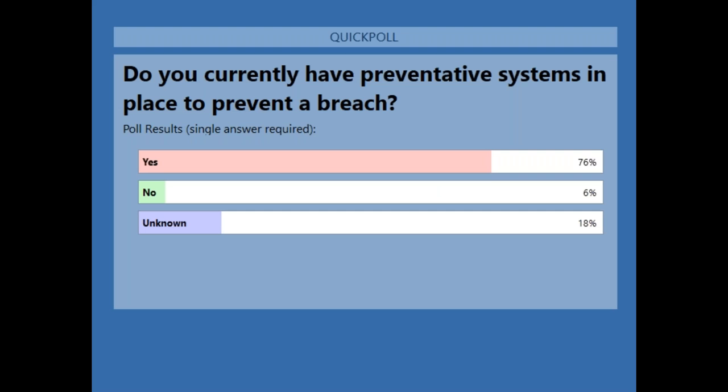All right. Well, encouraging statistics here. This is great to see, 76% say yes, we have preventative systems in place. That is fantastic. We've got 6% at no and 18% at unknown. All right, let's go on to the next.